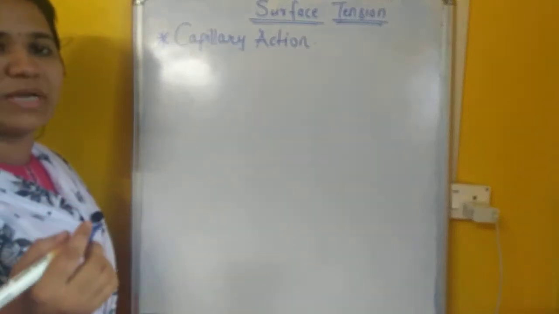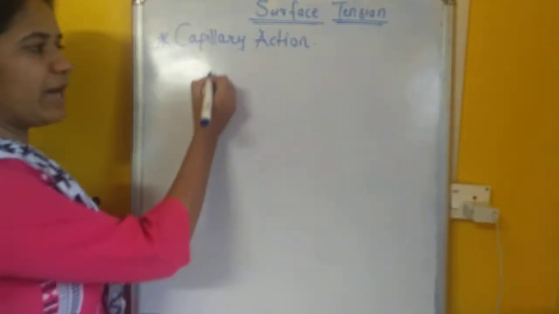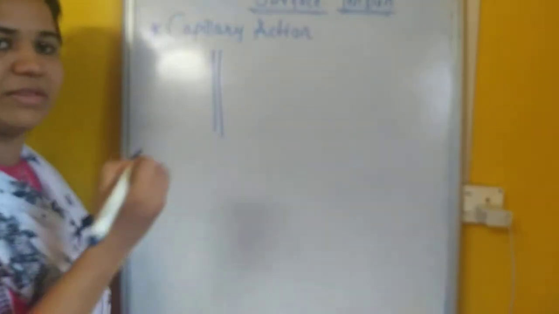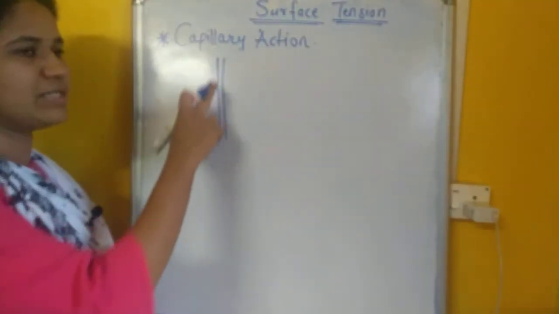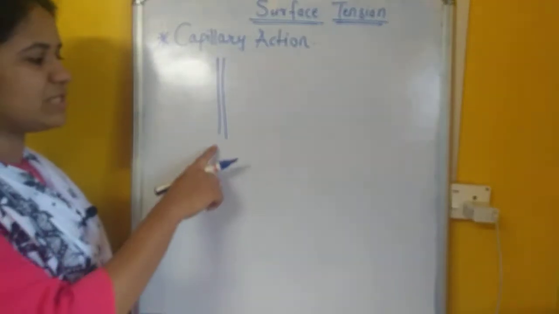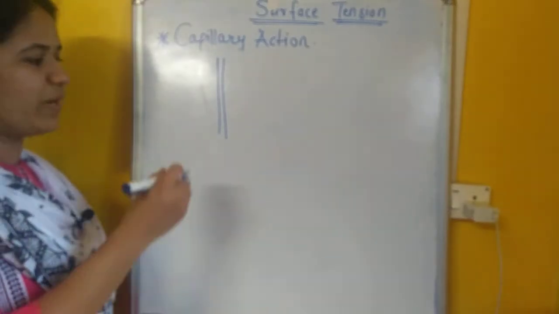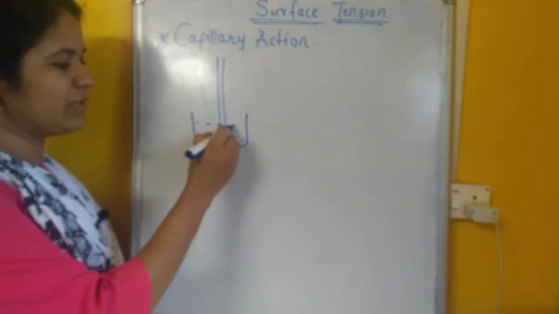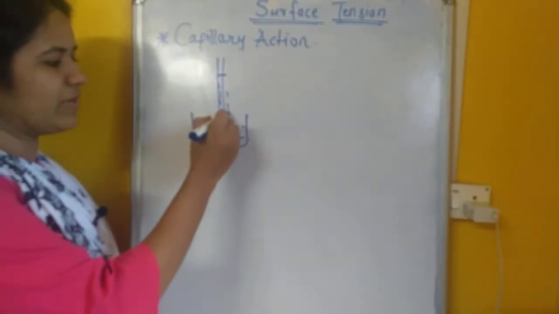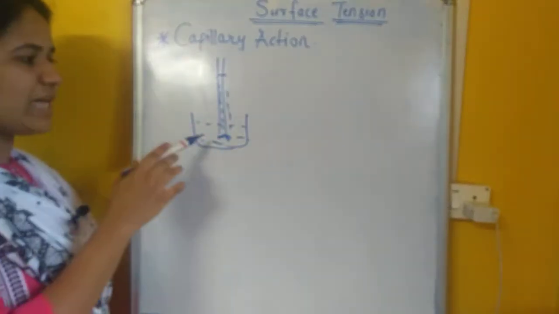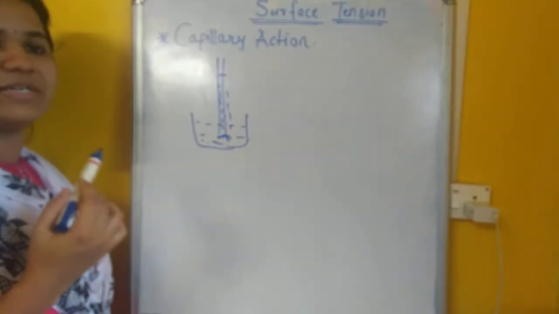Before starting capillary action, what is a capillary tube? Have you seen a capillary tube? A capillary tube is a very fine, narrow glass tube, and both its ends are open. So this tube is called a capillary tube. And what will happen in this capillary tube? When this capillary tube is dipped into a liquid, the liquid level either rises or falls down.